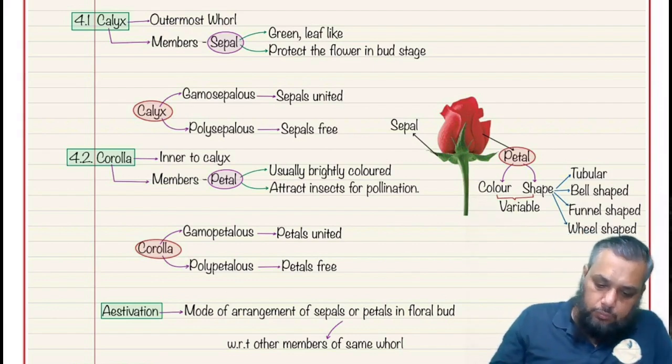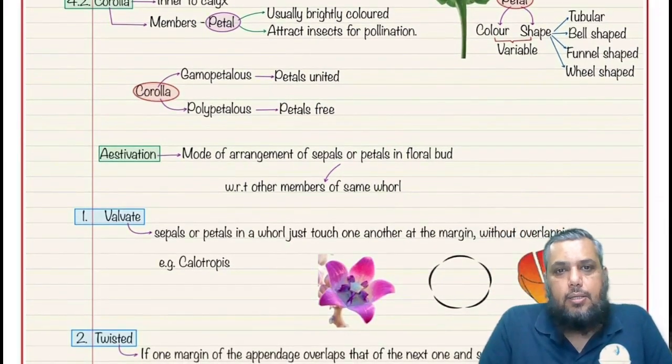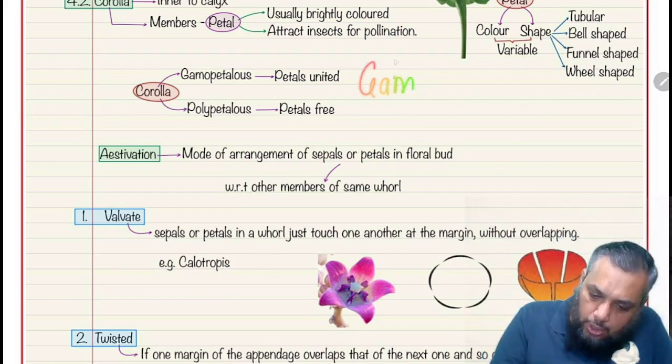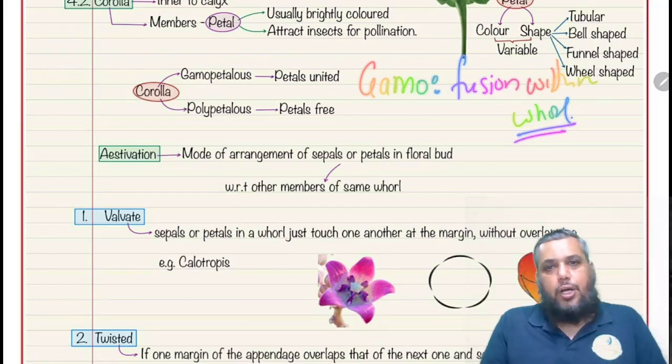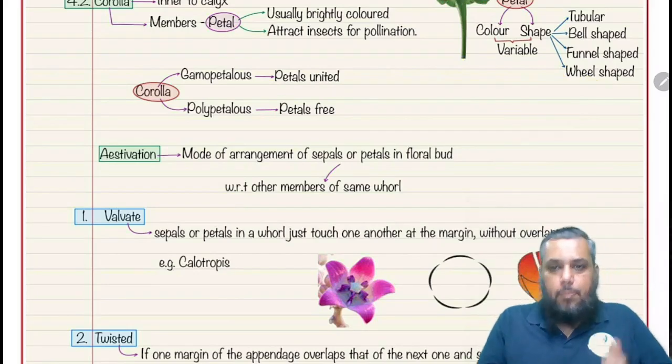Then the corolla में भी वैसा हो सकता है, either the petals are united or the petals are free. अगर यूनाइटेड है तो हम उसको कहेंगे गैमोपेटलस, अगर फ्री है तो उसको हम कहेंगे पॉलीपेटालस। सो हमने देखा कि गैमो वाला जो कंडीशन है, it is a fusion within the whorl. It was either a fusion between the sepals or it was a fusion between the petals.